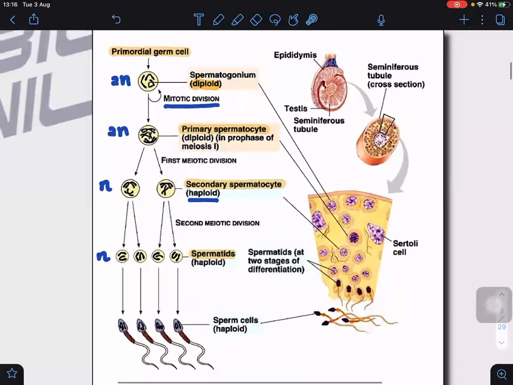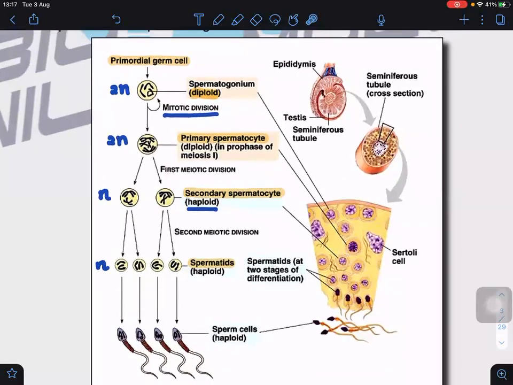So, a few processes that we need to know here, guys. First, you will see that we have the spermatogonia, attached to the basement membrane. They continue to carry out mitotic division to form many more spermatogonia. When these spermatogonia detach from the basement membrane, they initiate the first meiotic division.